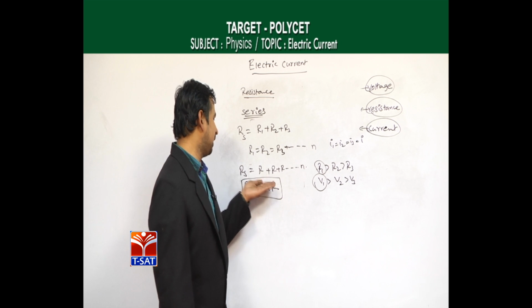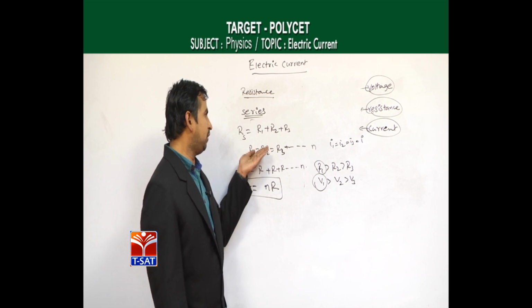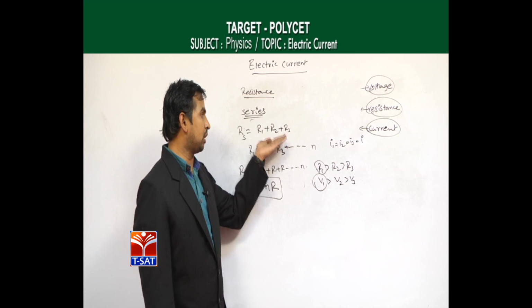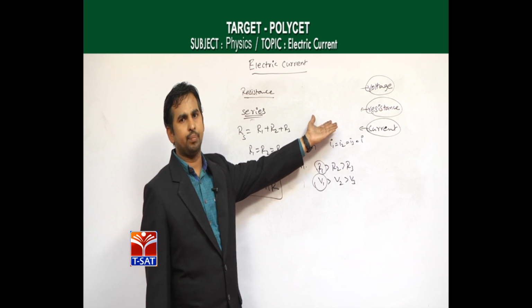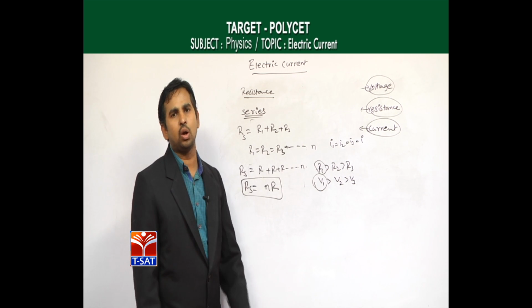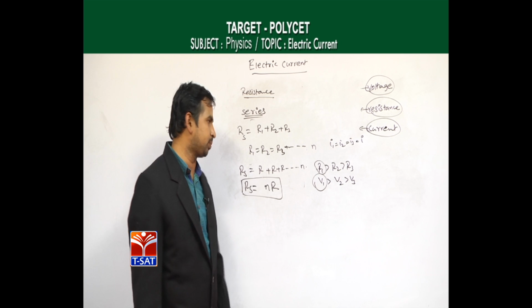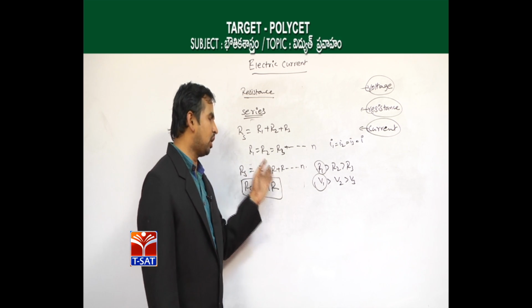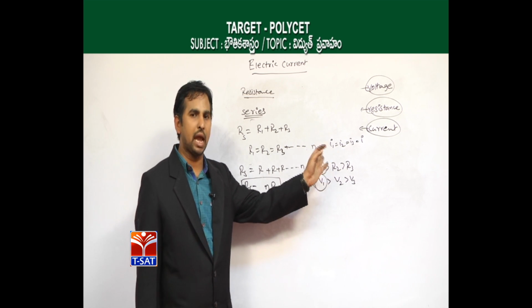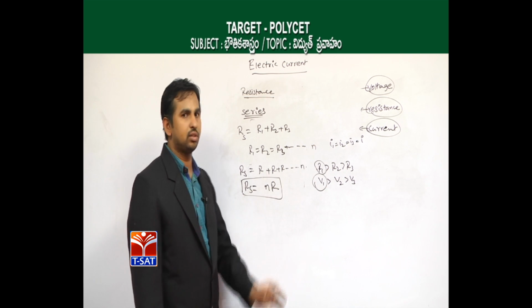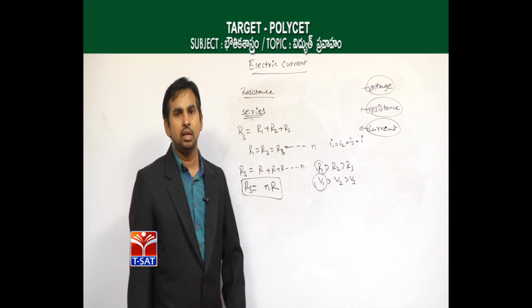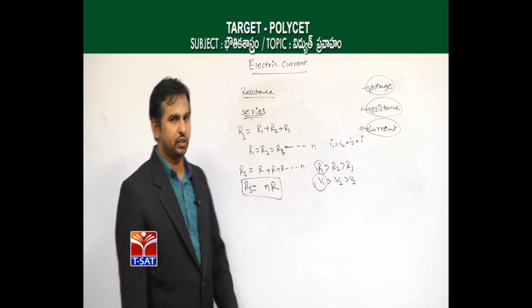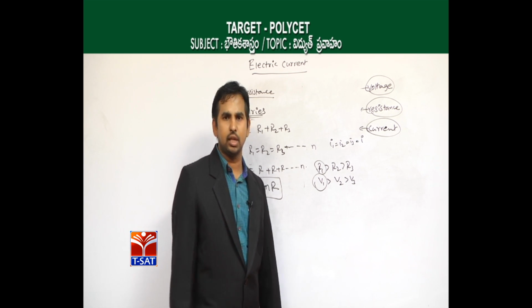So, the final value RS is equal to R1 plus R2 plus R3. In a special case, if all have the same amount of resistance R, then we get RS as R plus R, n number of times, so RS is equal to nR. Like this, we can use it in series connection questions they are asking.